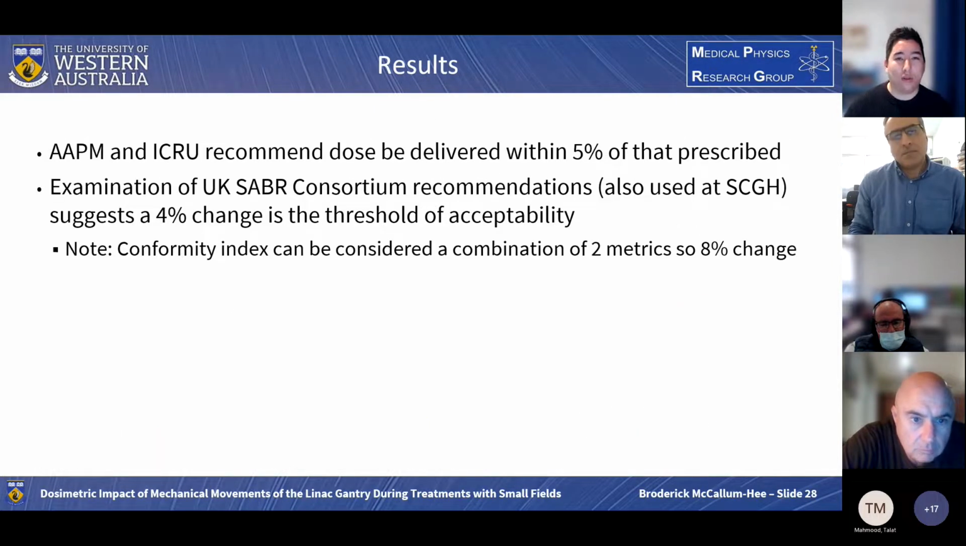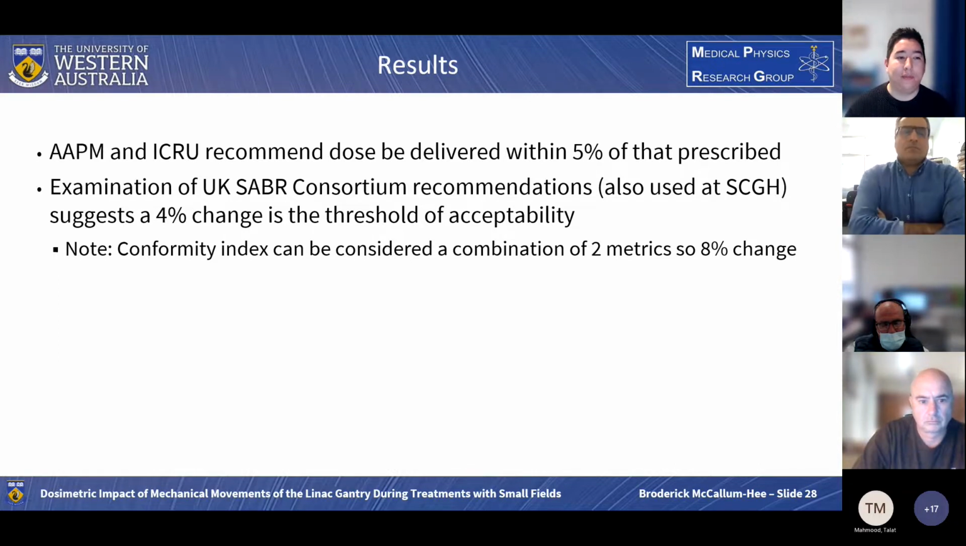To interpret these results, we looked to literature to find levels of what could be acceptable for change. The AAPM and ICRU recommend that doses be delivered within 5% of that prescribed. Additionally, examination of UK SABR Consortium recommendations, which are also used at Sir Charles Gairdner Hospital, suggest that a 4% change is the threshold of acceptability. And notably, conformity index can be considered a combination of two metrics, so an 8% change was considered the threshold of change here. And the conformity index maps prescription spillage and also PTV coverage.